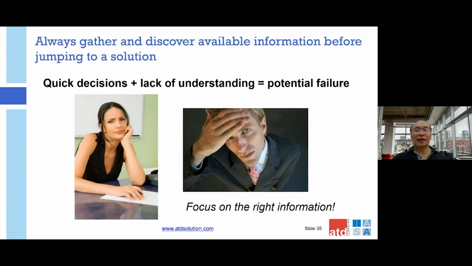Of course, always gather and discover available information before jumping to a solution. Sometimes we are tempted to make a quick decision, but we can delay. So as an enterprise architect, we need to have our aspect. You already have a digital map, you have the framework, you have the meta model. So you can start analyzing the impact analysis: if you make a particular decision, which entities in your organization will be impacted.